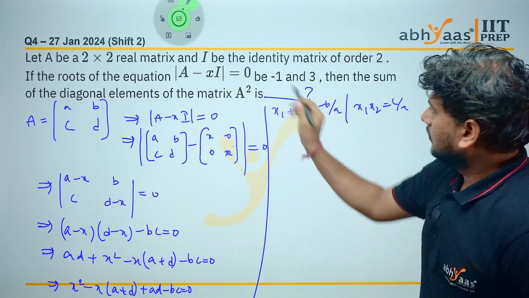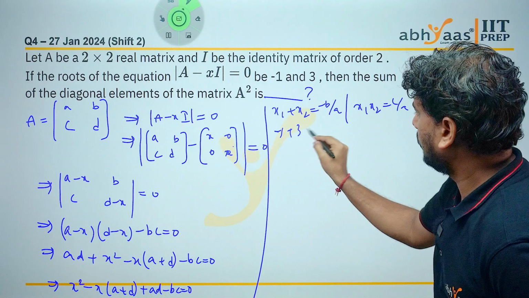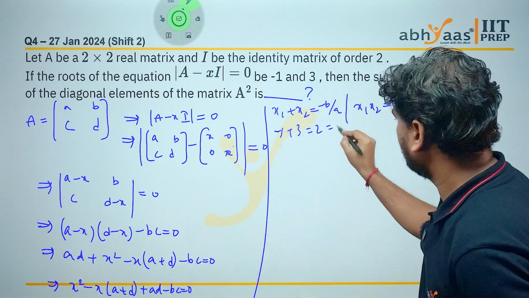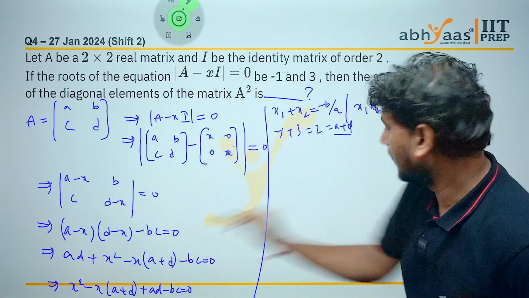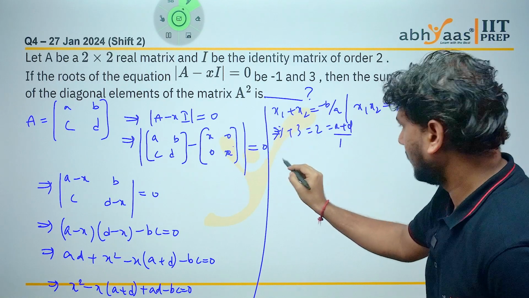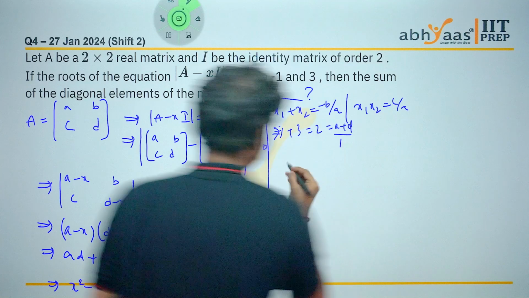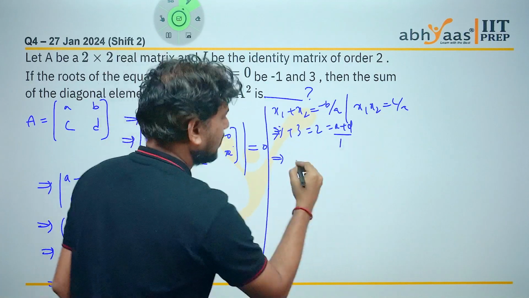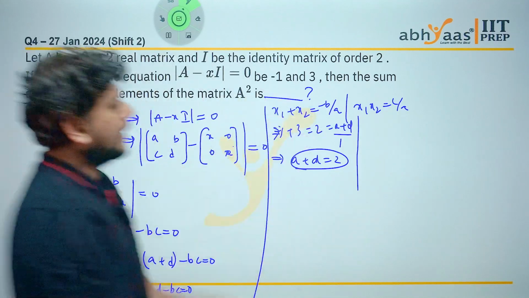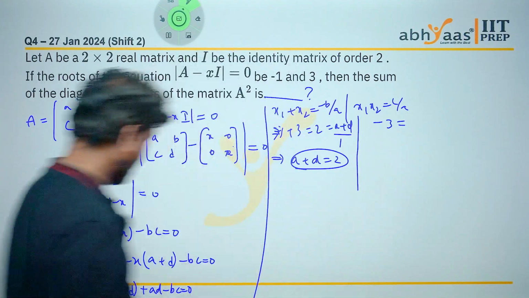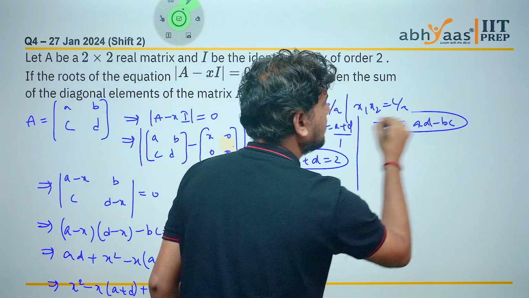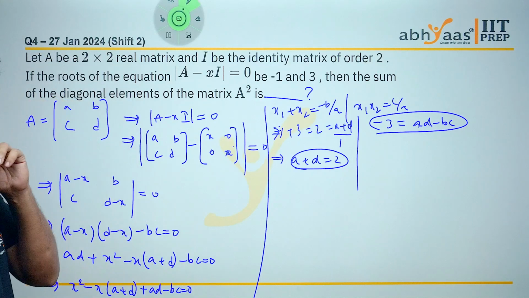So minus 1 plus 3 is 2, which is minus b by a, so that will be A plus D by 1. I've done my writing. So minus 1 plus 3, 2 equals A plus D. So A plus D is 2. Now minus 1 into 3, that will be minus 3 equal to c by a, AD minus BC by 1, AD minus BC. Okay, now we got the two values.